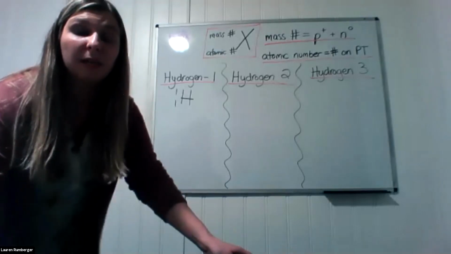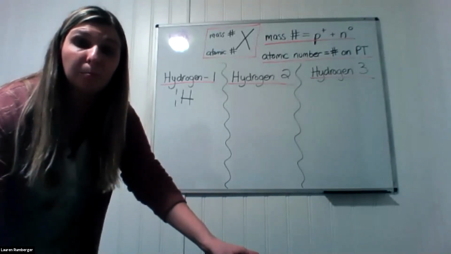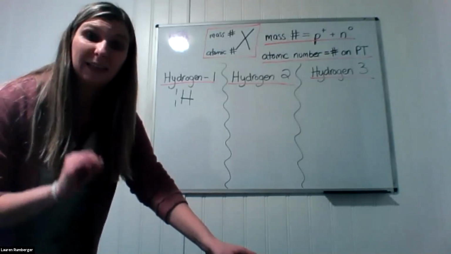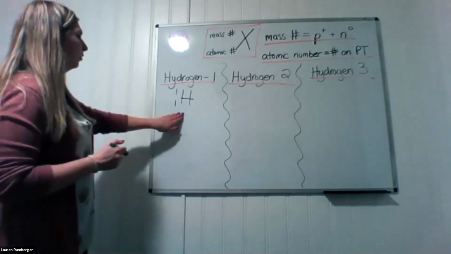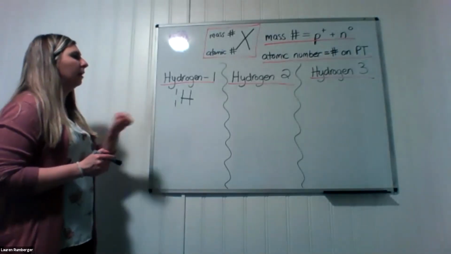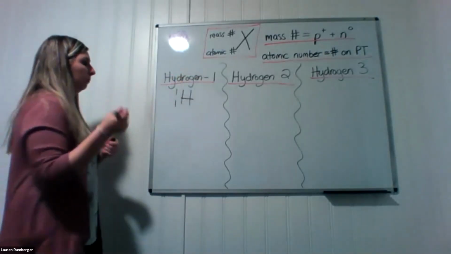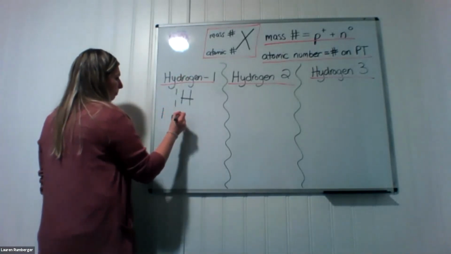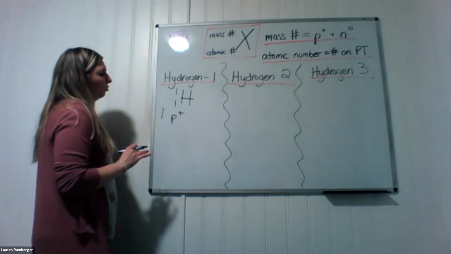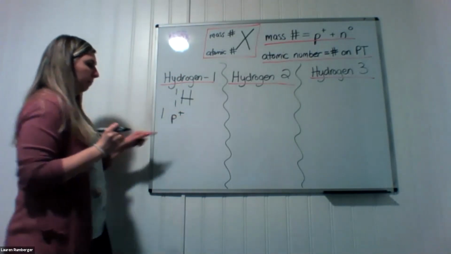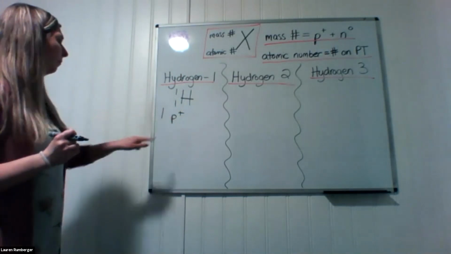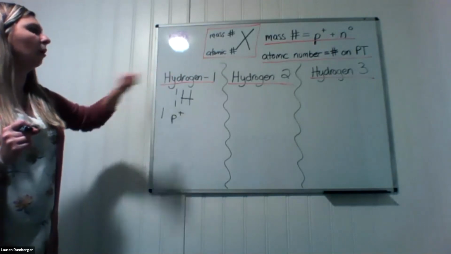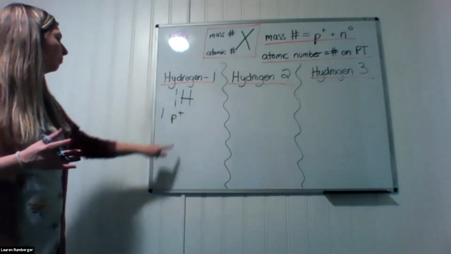So what does the atomic number tell us about the atom? The atomic number tells us the number of protons in the atom. Let's write out the description of what's within the hydrogen 1 isotope. We will have 1 proton. I write it as P plus in order to represent the positive charge on the proton. We have 1 proton in the atom of our hydrogen 1 isotope.